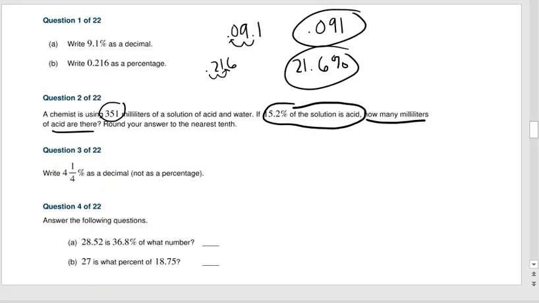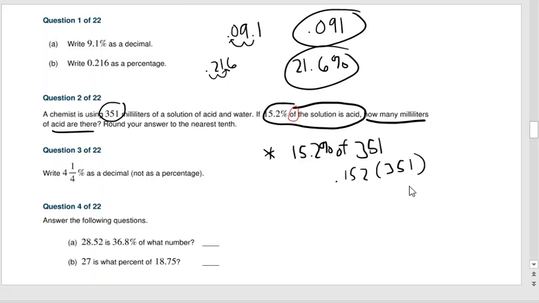Okay, now the word of, that is a key word in this problem. The word of means multiplication. So what we need to do here to find out how many milliliters of acid there are is we need to take the 351 and we need to find 15.2% of 351. Remember, the word of means times, and before we can multiply these two together, we need to get rid of the percent sign on the 15.2%. So we're going to divide by 100. That will give us 0.152. We're then going to times that by 351.